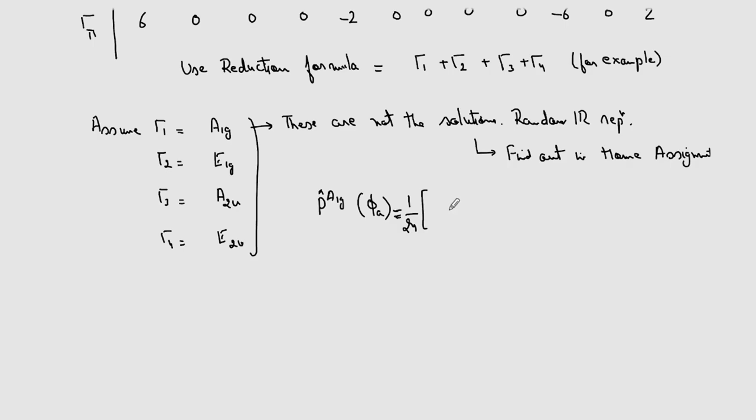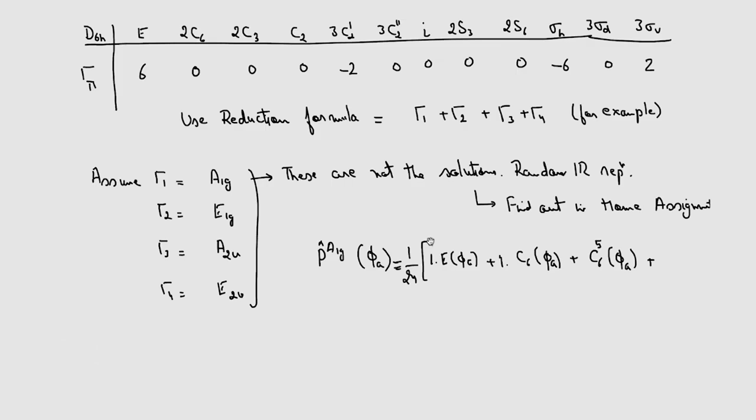Okay. Now what else for A1G? All the characters are positive. So you will have 1 into E operating on phi A plus 1 into C6 operating on phi A plus, again, you have to do it for all the operations, because the effect of C6 and the other operation generated by C6 will be different. So you have to consider the other operation, which is actually C6 5 phi A. Then what else do we have? So this will be 24 such operations.